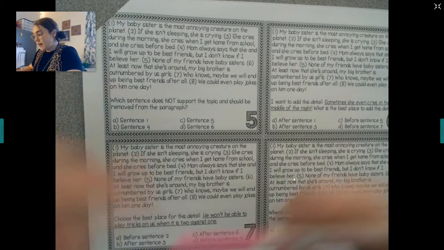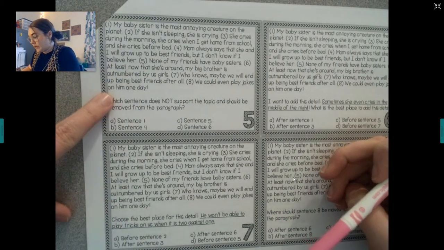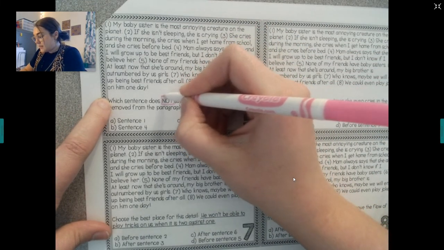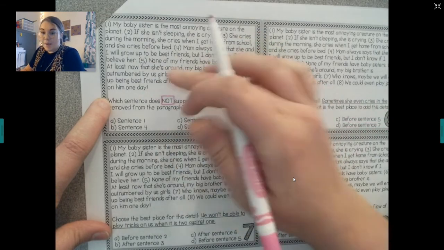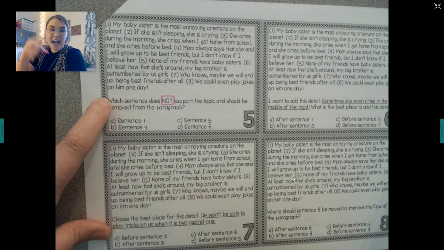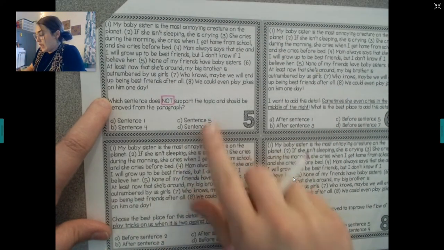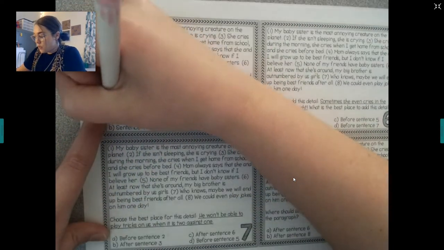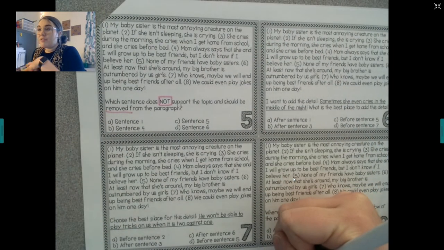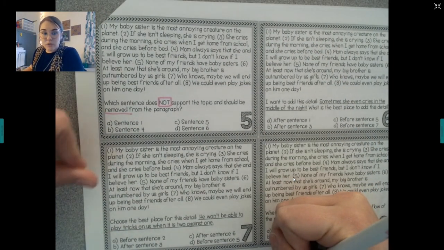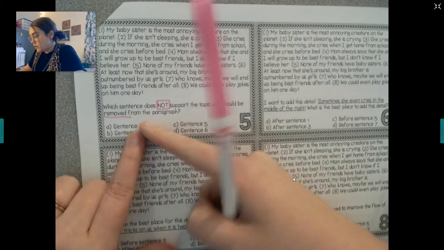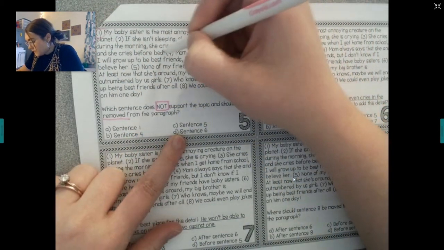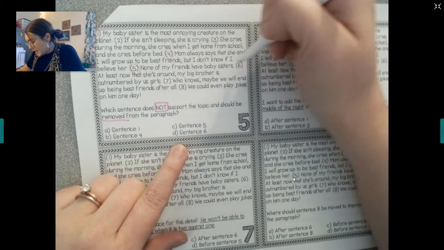So before I ever get into this hefty paragraph, I'm going to read the question. Which sentence does not? Anytime I see anything that is capitalized, I circle it, highlight it. I just make sure I really see it. Okay, which sentence does not support the topic and should be removed from the paragraph? That means we're taking it out. So let's go through and let's circle the ones that they're talking about. So this one says 4, 5, and 6.